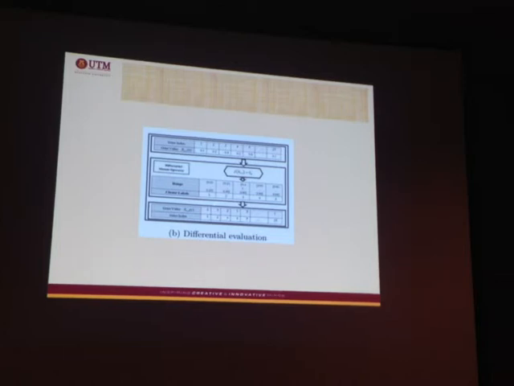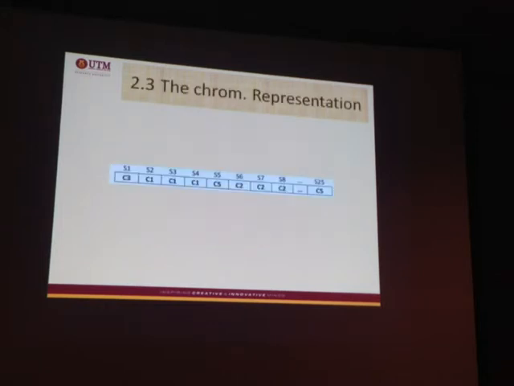Then the modulation occurs in this way, and we replace the real values with discrete values, and then we can move each sentence to each cluster. This is the chromosome representation, how we represent the chromosome. For example, sentence 1 will be assigned to cluster number 3, sentence 2 to cluster number 1, and so on.